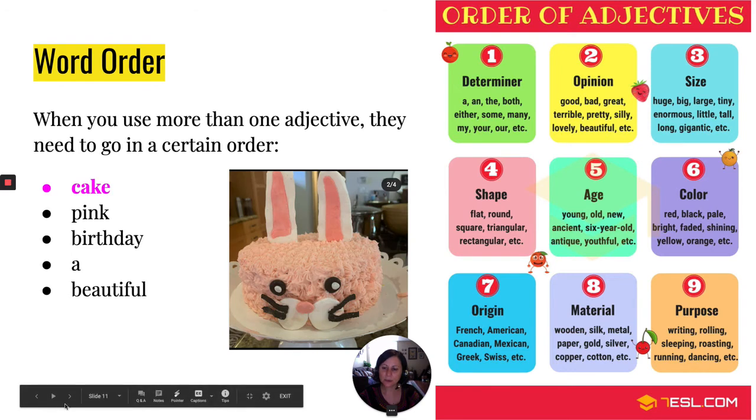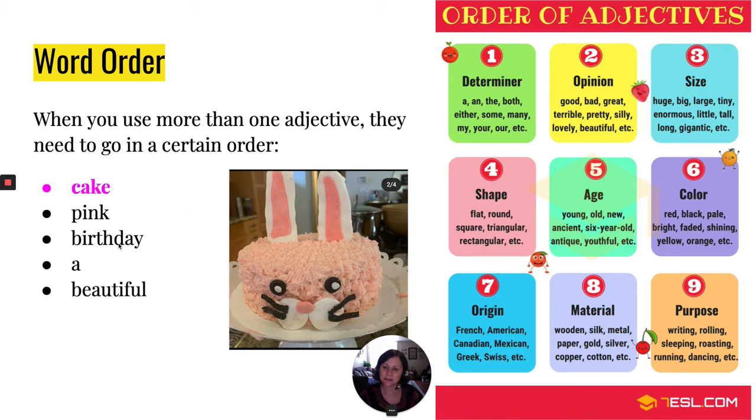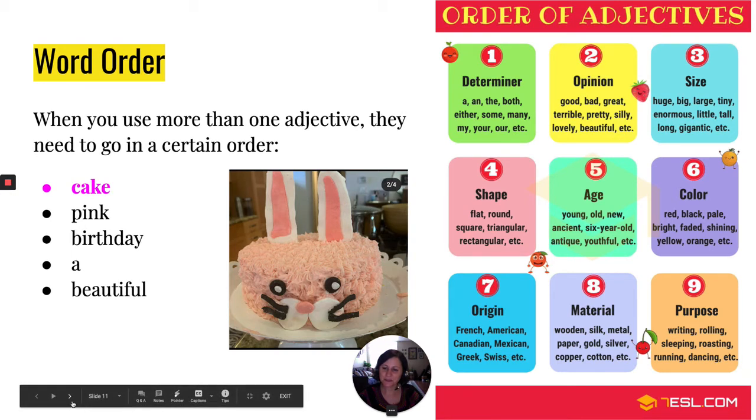Let's practice some more. I have this cake. My niece made this cake for Easter. So it's pink. It was for a birthday. I want to use, and it's beautiful. So what is the order?